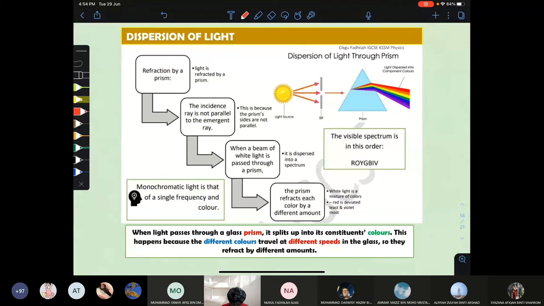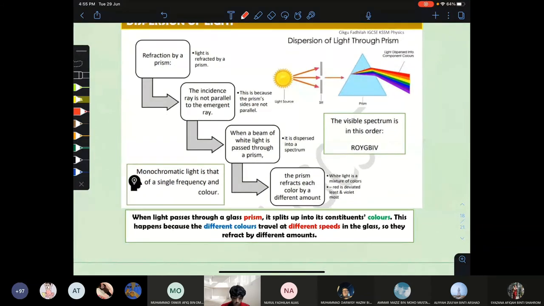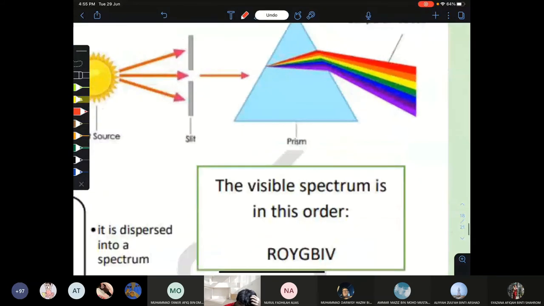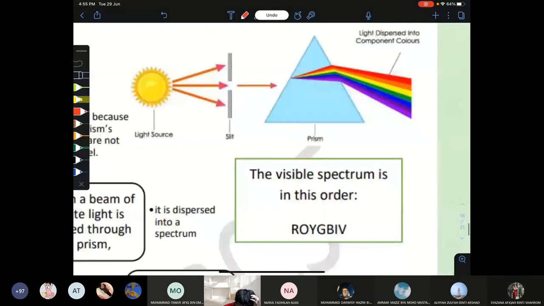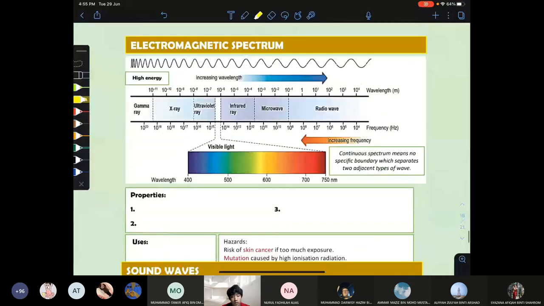Okay, so this is dispersion. You can read about this one, nothing much. Okay, tadi kawan awak dah sebut, dispersion happens because light has different colours, and then light travels at different speeds. That's why lah dia bend kan? Okay, and then we get that one. And you have to familiarize yourself with the term monochromatic. What is monochromatic? One color, one frequency. Okay, and then we talk about electromagnetic spectrum.